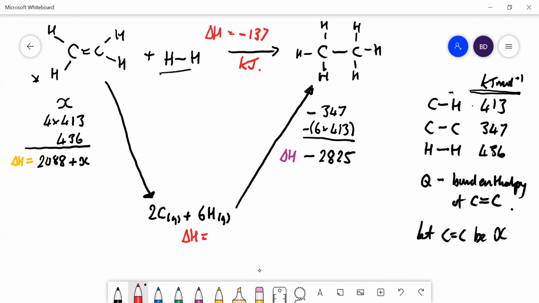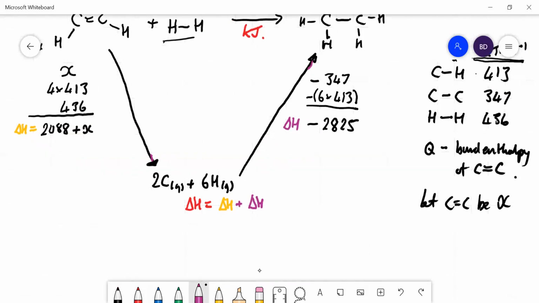Okay. So we know red delta H is equal to the yellow delta H plus the purple delta H. And we're following the arrows in this, so we don't change the signs, do we? Don't have to change any signs. So let's put the numbers in. So we get minus 137 is equal to the yellow delta H, so that's 2088 plus X, and the purple delta H, so that's minus 2825. So do your algebra on that, rearrange it, you get X is equal to exactly 600 kilojoules.